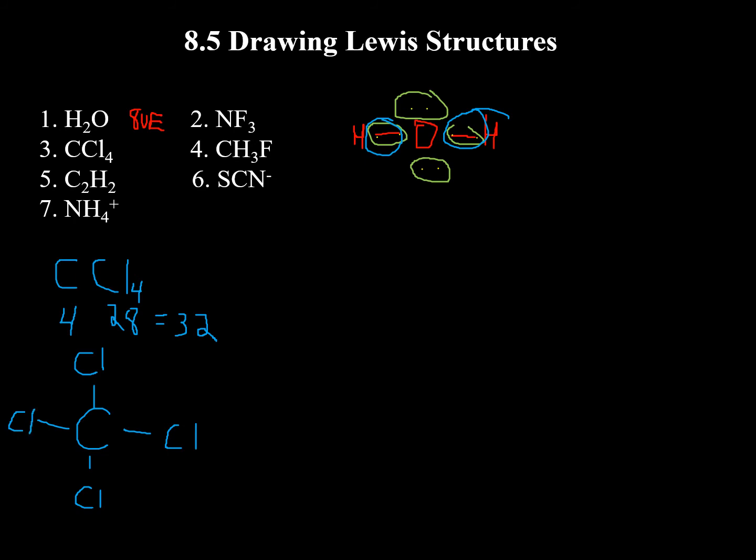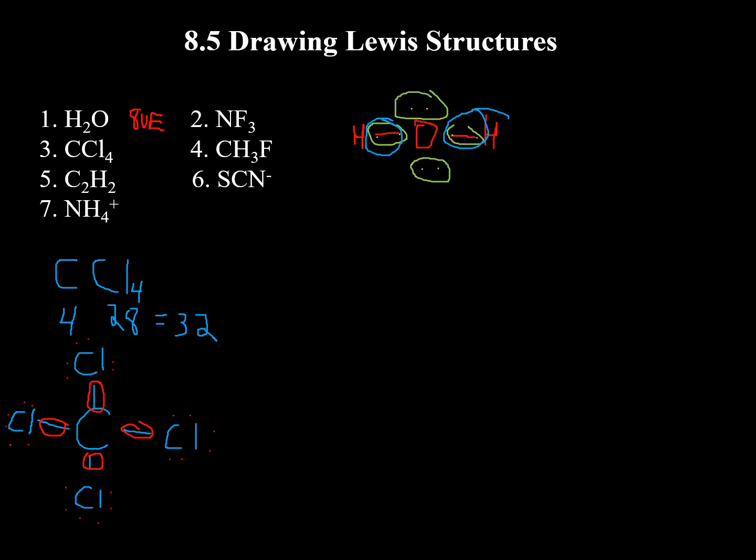And now we place the 32 electrons. So let's do this. 1, 2, 3, 4, 5, 6, 7, 8, 9, 10, 11, 12, 13, 14, 15, 16, 17, 18. I'll finish on the bottom: 19, 20, 21, 22, 23, 24. And now we look at the bonds: 25, 26, 27, 28, 29, 30, 31, 32.